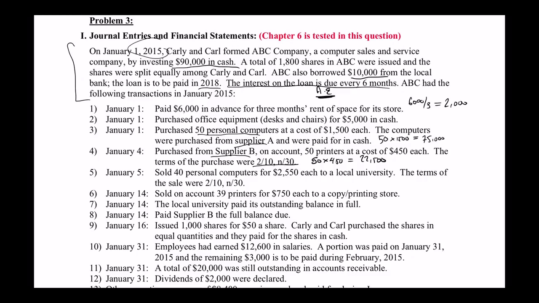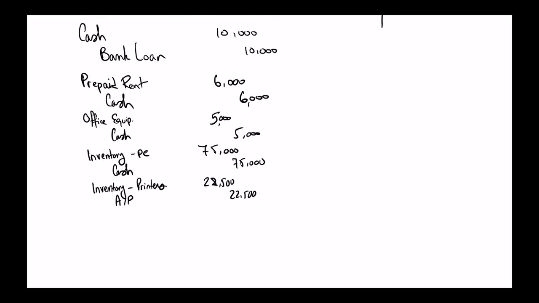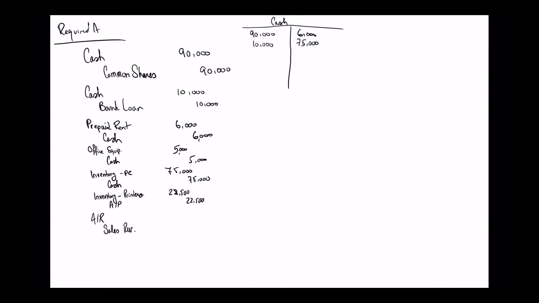January 5th, sold 40 personal computers for $2,550 each to a local university. The terms of the sale were 2/10, n/30, so 40 computers times $2,550 is $102,000. They don't tell you whether it was cash or payables or receivable, but because there's terms of the sale, you know that the sale was not made in cash and that it's a receivable. So we're going to debit accounts receivable, credit sales revenue, and so that was 40 computers, 2,550 each, so 102,000, 102,000, and we're going to make a T account for our receivables. So we're owed 102,000.